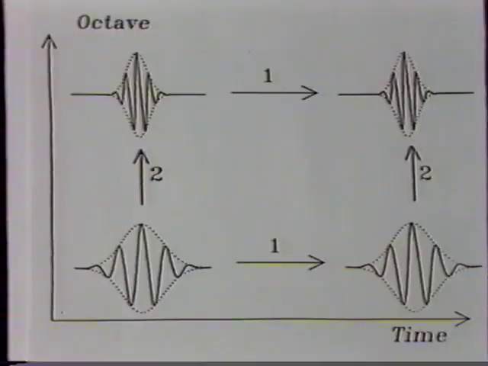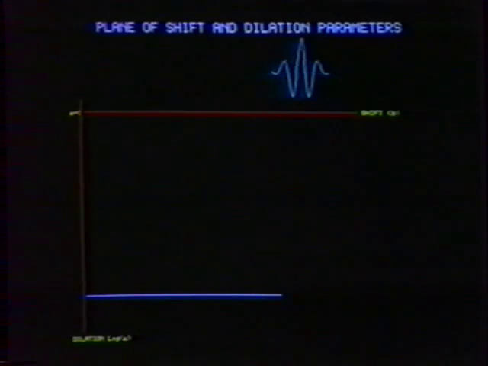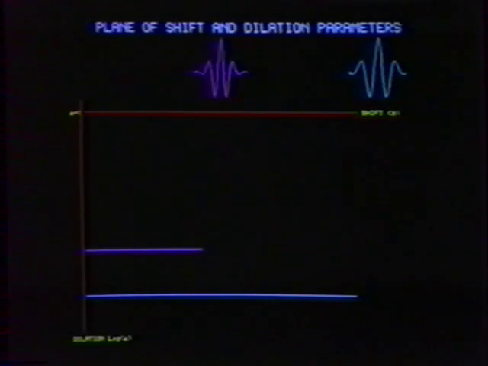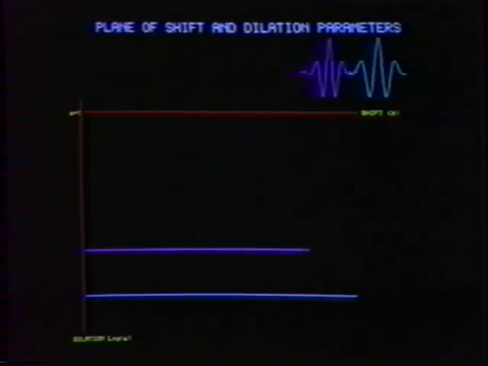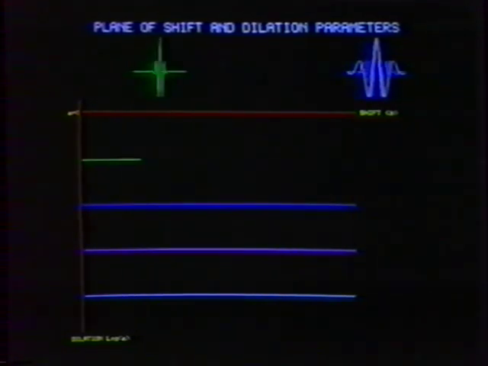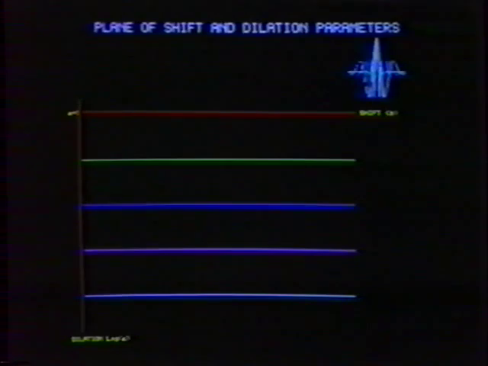You can keep track of those operations with the help of a shift dilation plane, which appears now on the screen. You can see wavelets being shifted and the representative points moving around from left to right. Each time the wavelet gets dilated, the color of the representative point changes and the representative point moves upward. Each shift upward corresponds to the raising of the average frequency by an octave. You can see that the vertical scale on the shift dilation plane is logarithmic.